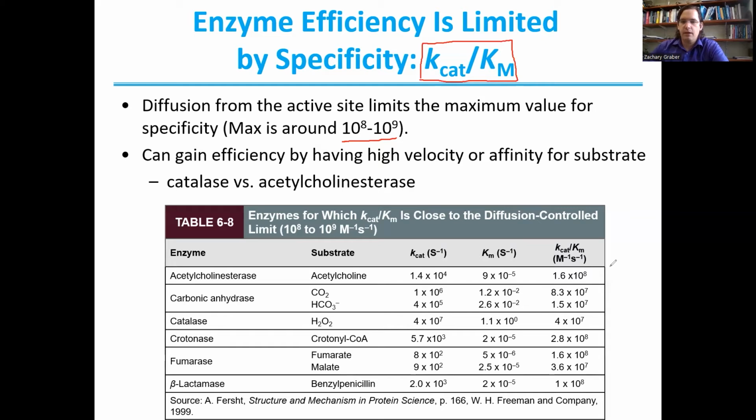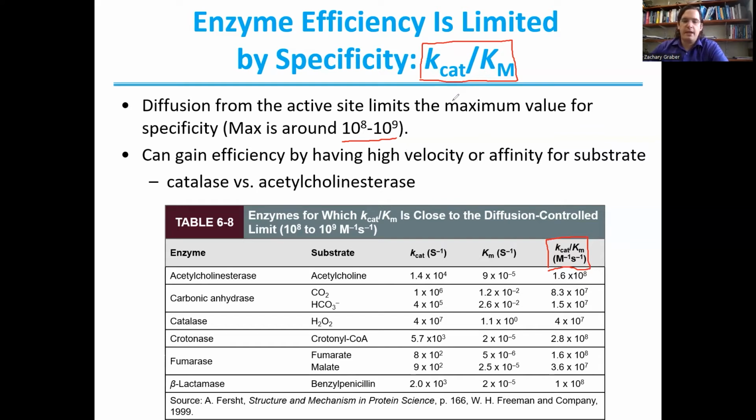So if you look at these specificities down here in our table, you'll notice that a lot of these are very close to, they're around the 10 to the 8th range or 10 to the 7th range, close to that kind of maximum limit. So notice how quickly and how efficiently most of our biological enzymes work.